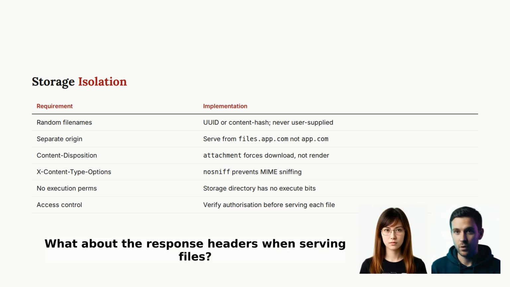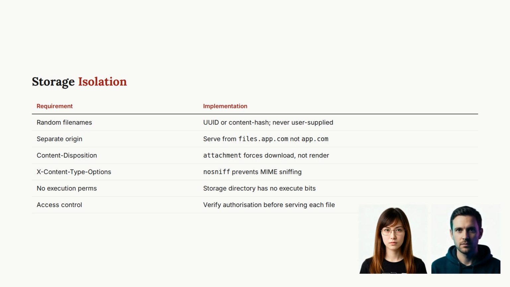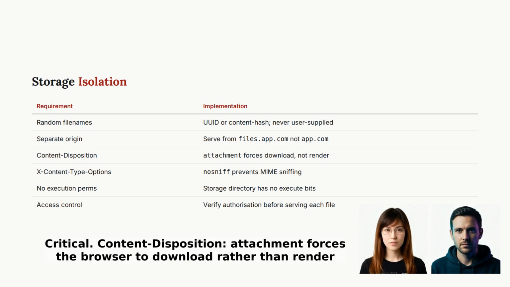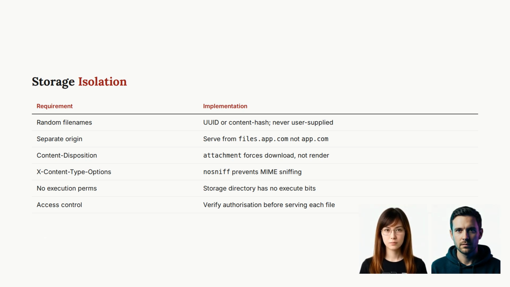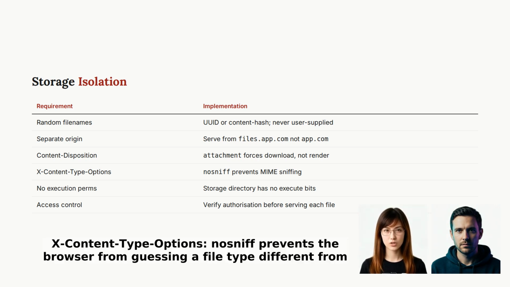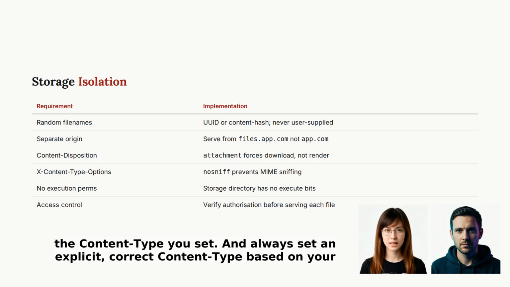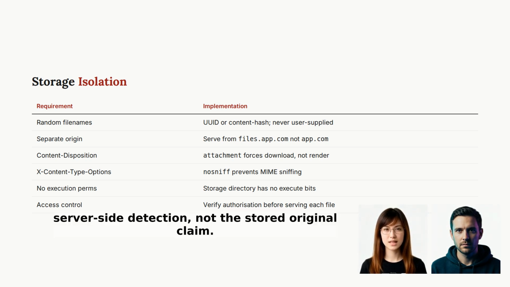What about the response headers when serving files? Critical. Content-Disposition: attachment forces the browser to download rather than render inline. So even if the file contains HTML or scripts, it won't execute in the browser context. X-Content-Type-Options: nosniff prevents the browser from guessing a file type different from the content type you set. And always set an explicit, correct content type based on your server-side detection, not the stored original claim.